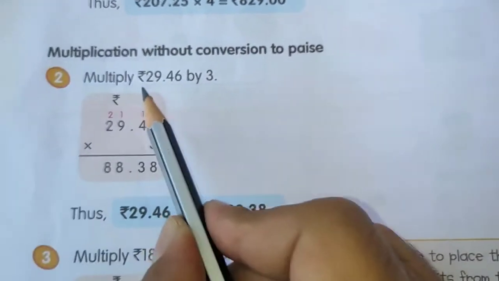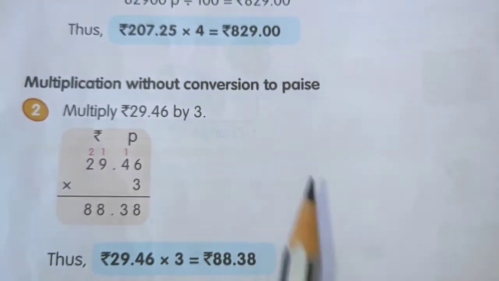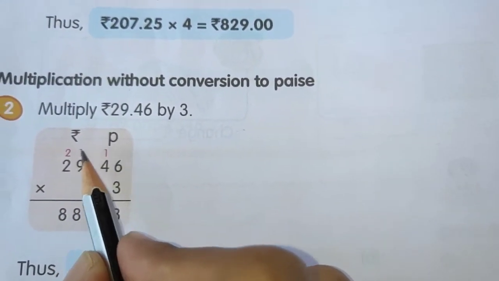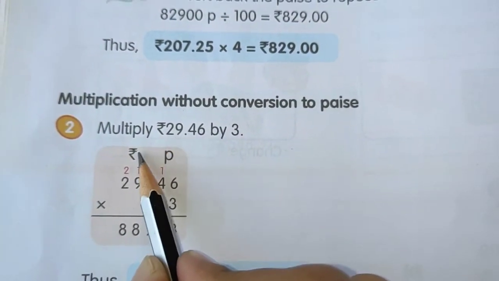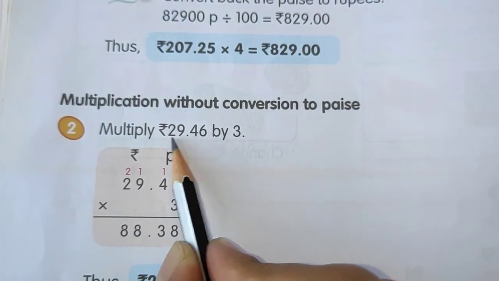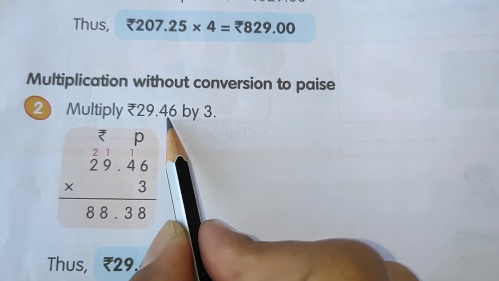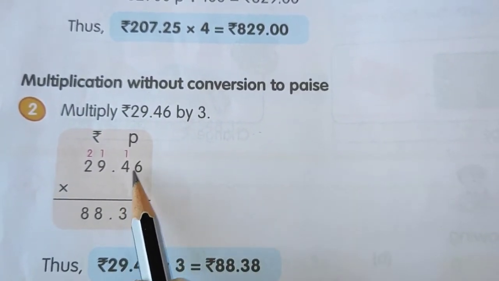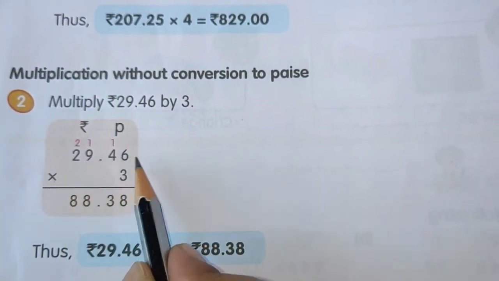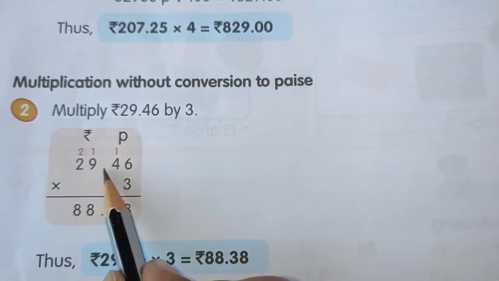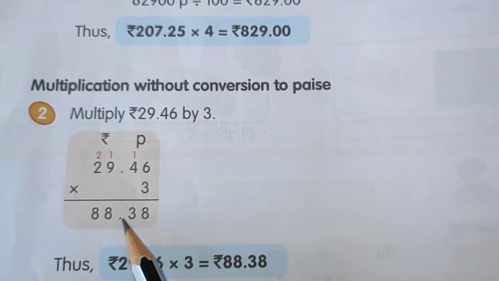Multiply rupee 29.46 by 3. Similar to addition and subtraction, I will write rupee here and paise here. Below rupee I will write the part on the left-hand side of the decimal, 29, then point, and below paise I will write the part on the right-hand side, 46. Now multiply by 3. Just do simple multiplication first. Don't think about the decimal point. I will tell you how to adjust it afterwards.